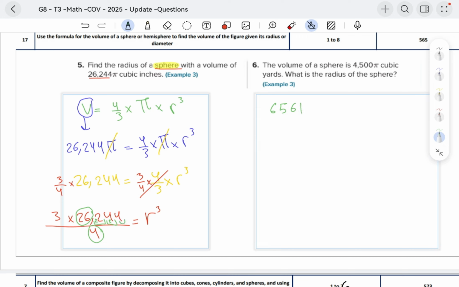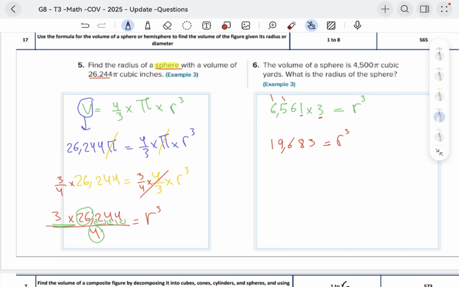So we're going to have 6,561, and we have to multiply it by 3 to get the radius cubed. Now let's multiply. 3 times 1 is 3. 3 times 6 is 18, 8 down and 1 up. 3 times 5 is 15, plus 1 is 16. 3 times 6 is 18, plus 1 is 19. So we have 19,683. This is equal to the radius cubed.